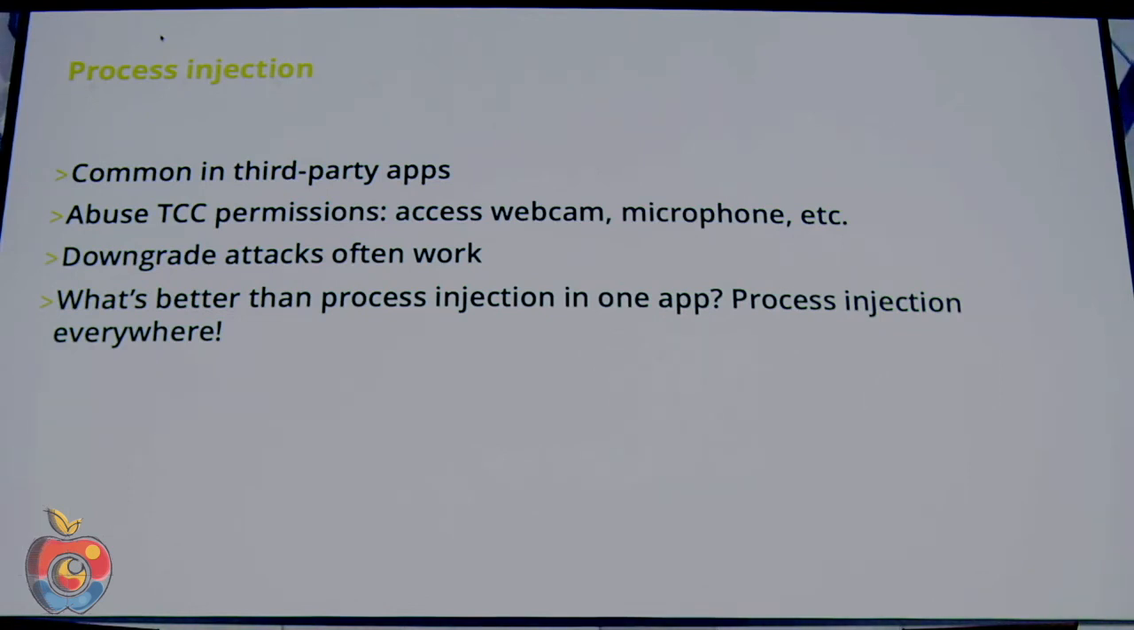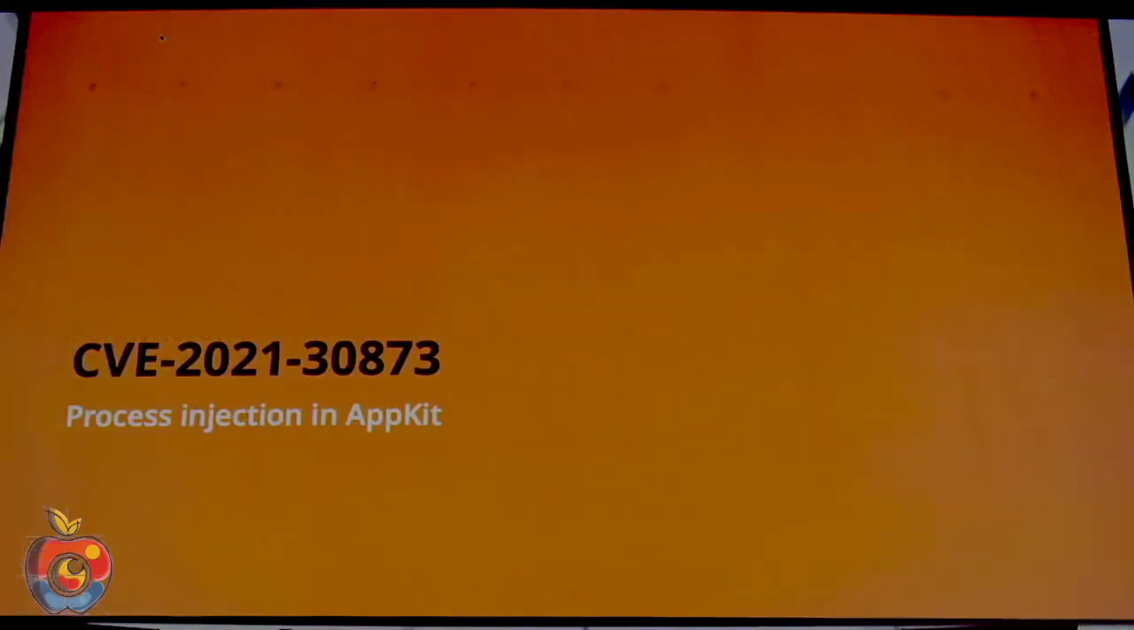Those are often just single instances of a vulnerability. Of course, what's way more fun for me as an attacker is a process injection vulnerability everywhere. So that's what this talk is going to be about. So this CVE was a process injection vulnerability in AppKit. So basically it affected all macOS user interface applications. So anything that's following the normal macOS UI.